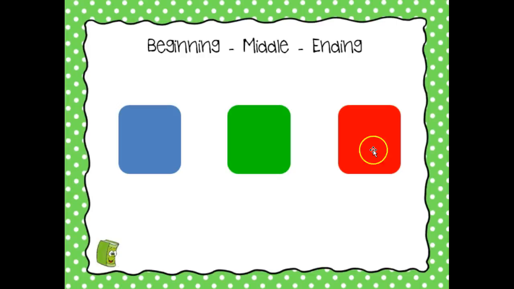It's the ending. When we have three objects lined up like we see on the screen, the middle one, this green one, is also called the second object. So we have the beginning, the middle, and the end. Now, boys and girls, use your finger and point to the middle tile. Did you find it? The middle one is green. Now use your finger and point to the last square. The last one is red. Good job. Now use your finger and point to the beginning square. The beginning one is blue.